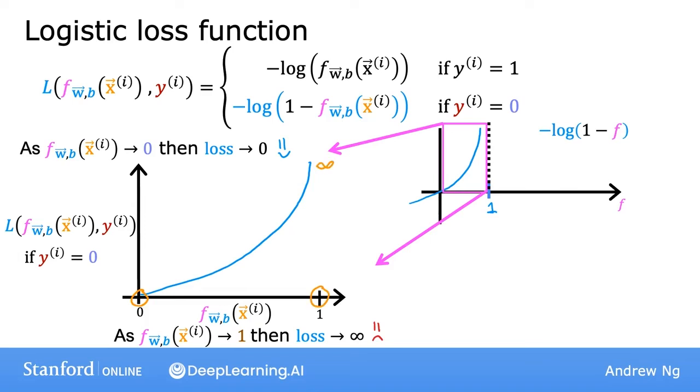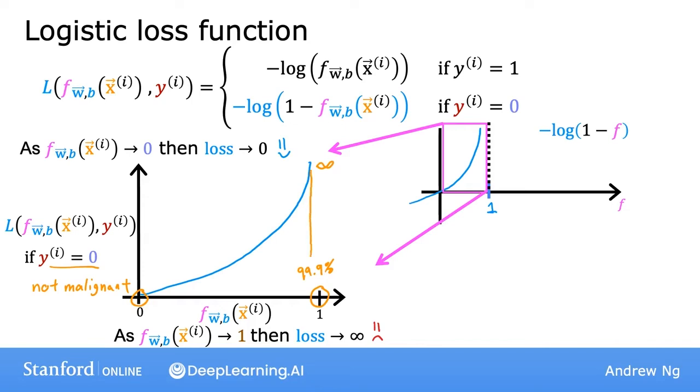Going back to the tumor prediction example, this says that if a model predicts that the patient's tumor is almost certain to be malignant, say 99.9% chance of malignancy, but it turns out to actually not be malignant, so y equals 0, then we penalize the model with a very high loss.